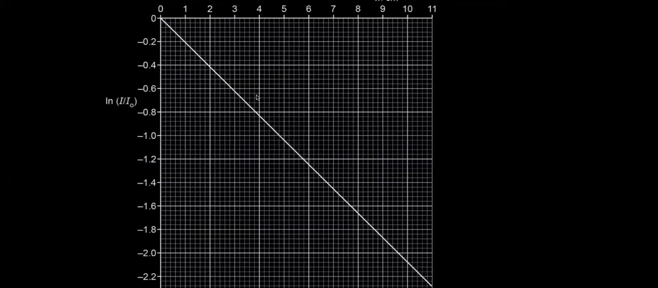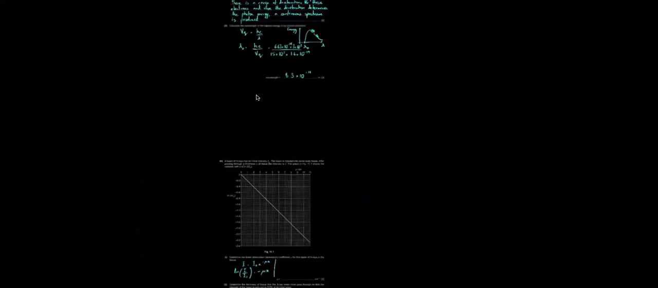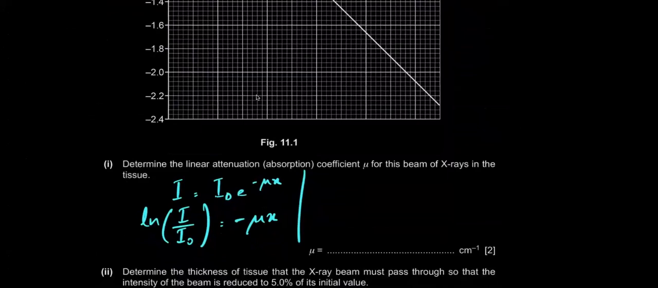So this is 2.28, right? And this is at a value of x as 11 centimeters. So ln I upon I naught is minus 2.28, this is minus mu, and x is 11. So from here you can get mu, so 2.28 divided by 11. This is 0.207, just to 2SF 0.21 per centimeter.